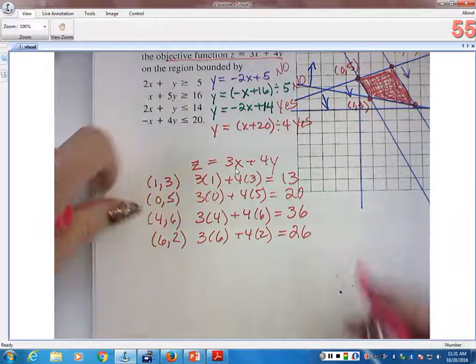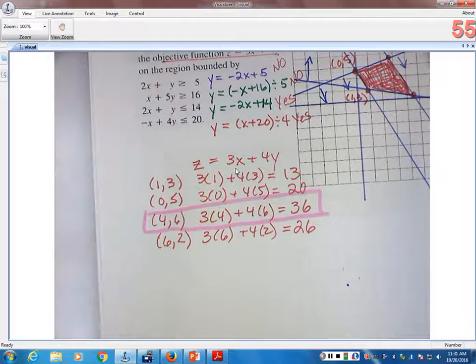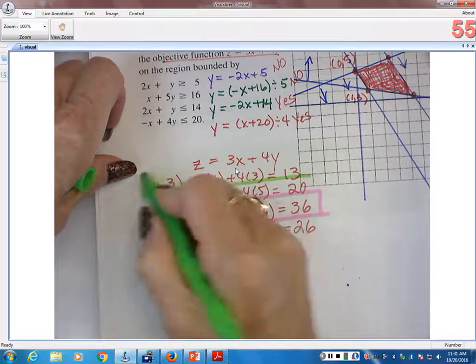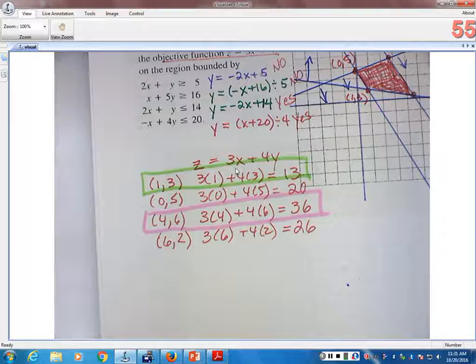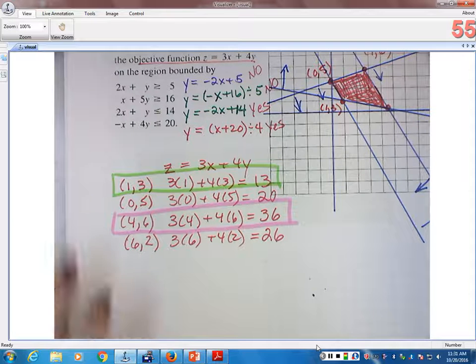So our maximum value comes from there. And our minimum value comes from there. Okay? Questions? We'll probably use the calculator to help us as much as we can on the applications problems, just so that we can go a little bit faster.